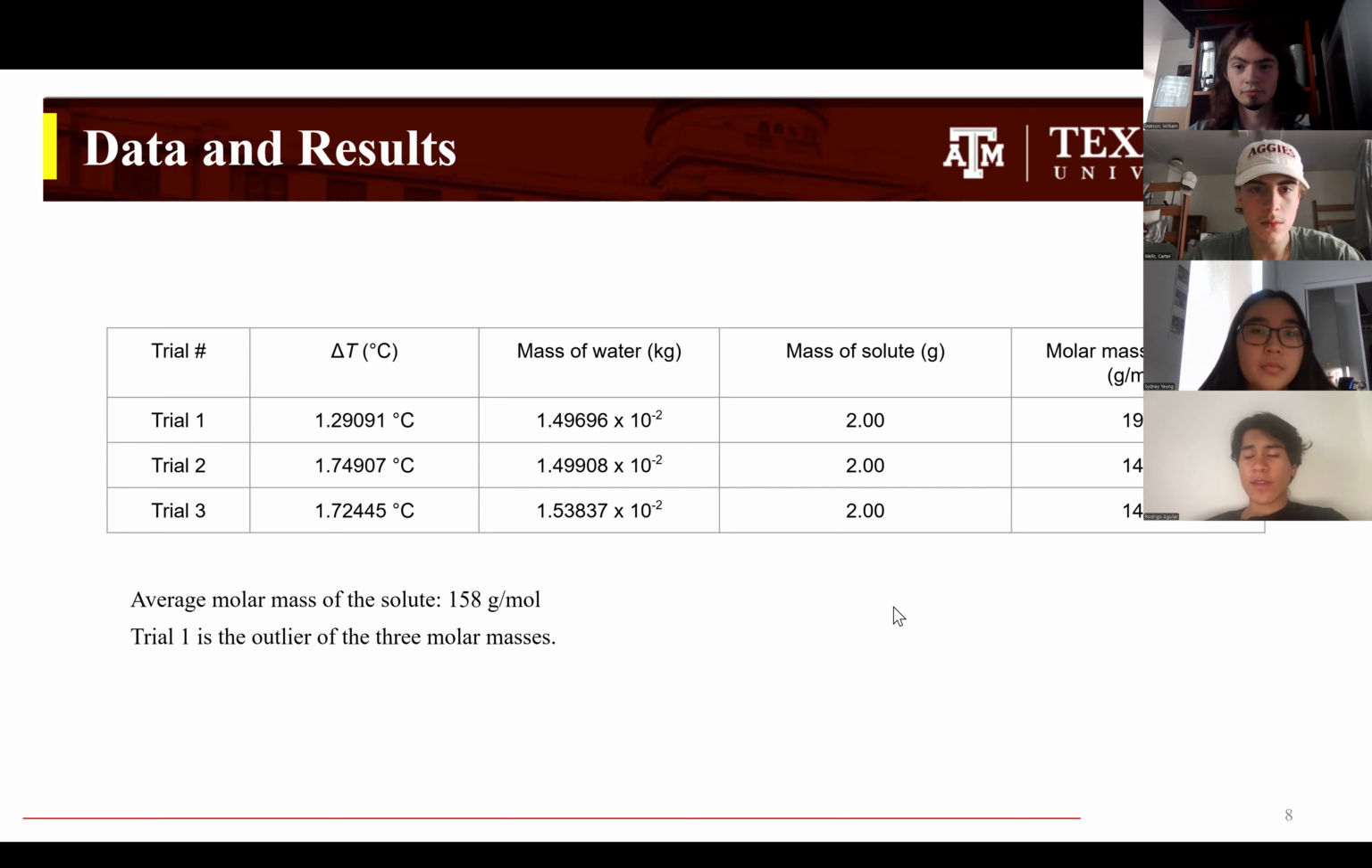And after calculating, we found that the molar mass of the solute for our first trial was 193 grams per mole. For our second trial, it was 142 grams per mole. And for our third trial, it was 140 grams per mole. On average, this made up 158 grams per mole for the solute, with trial 1 being the outlier out of the three molar masses.